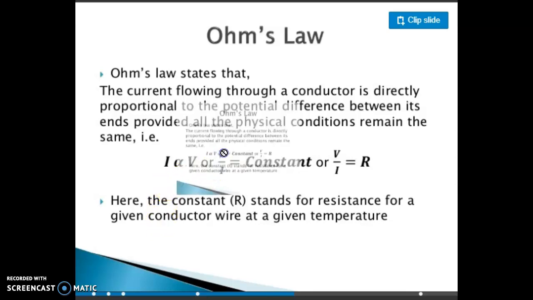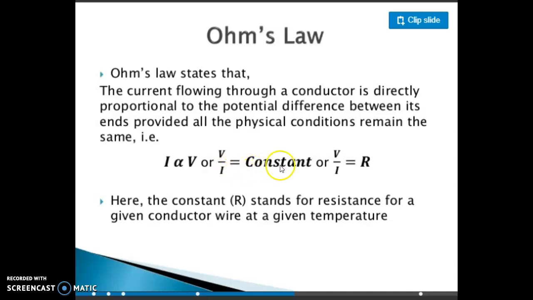Or you may write V upon I equals to constant, and then the constant of proportionality is called resistance. It is denoted by capital R. Here the constant R stands for resistance for a given conductor wire at a given temperature. So I use this word resistance for ammeter as well as for voltmeter also. So we will discuss about it.